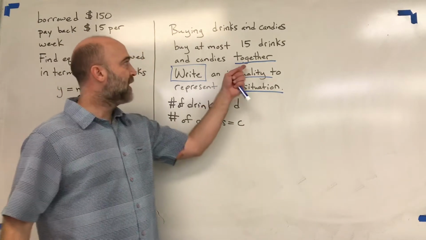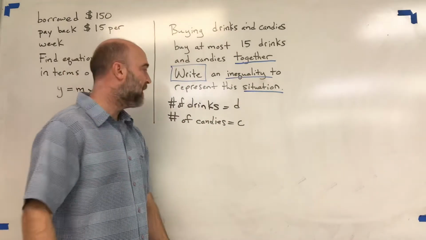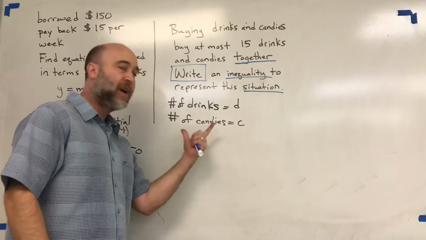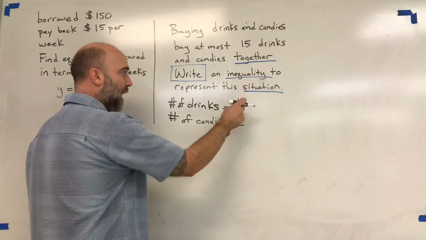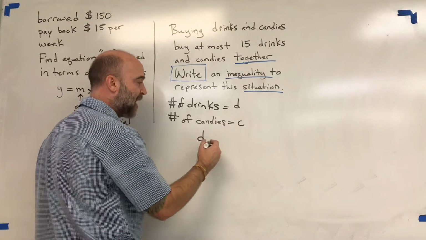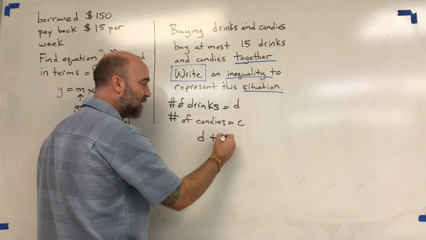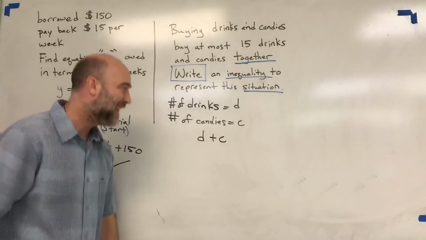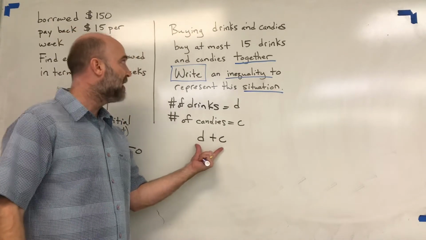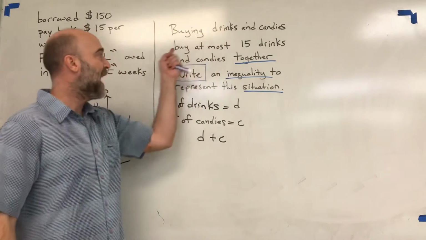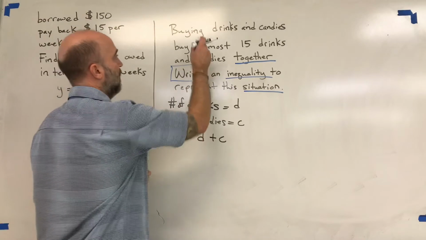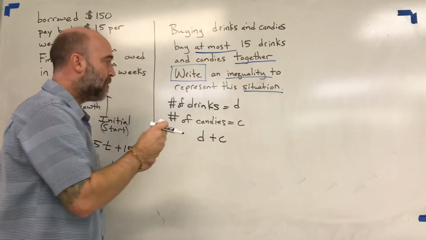And together, it's at most 15. So I like to represent it with what's going on first as the focus. So we're adding these together first. The drinks together mathematically means D plus C. I'm adding them together. D plus C is at most. The drinks and candies at most. That's a key word. That's a math word, at most.